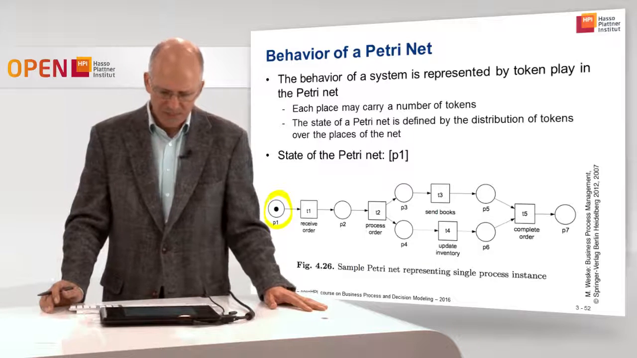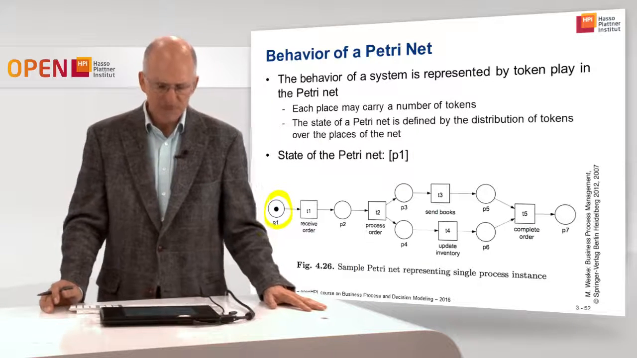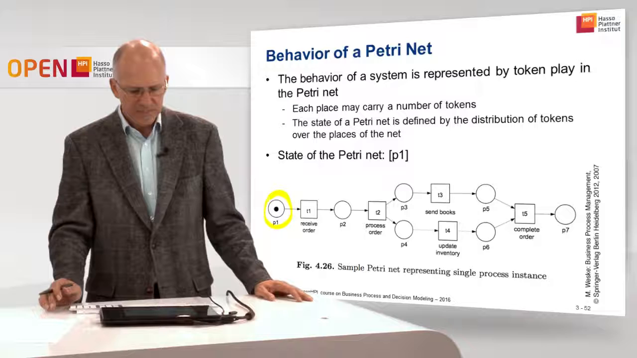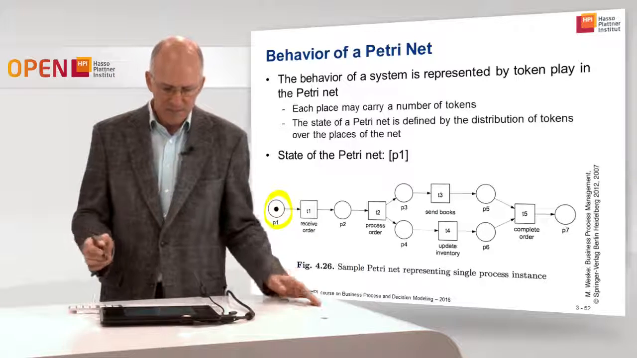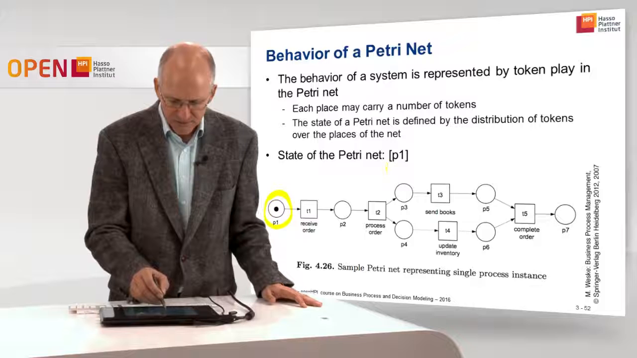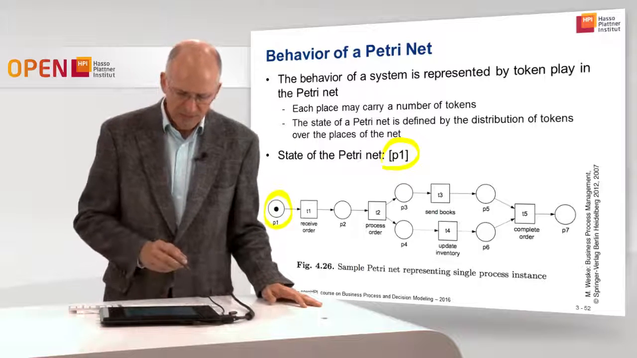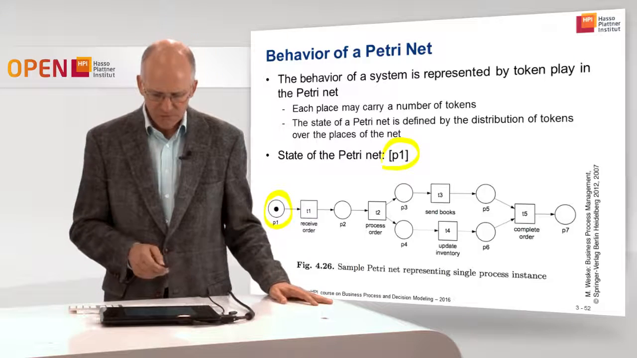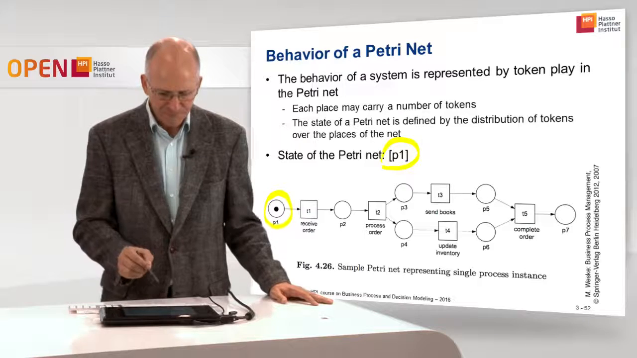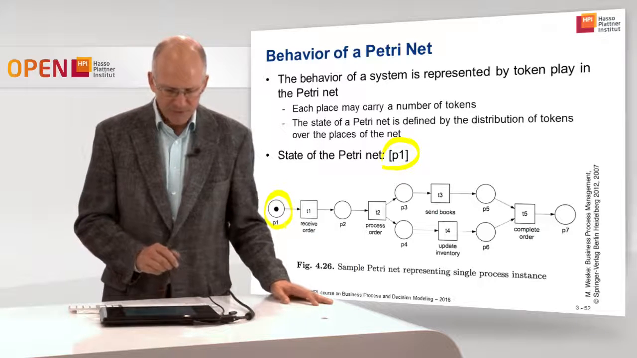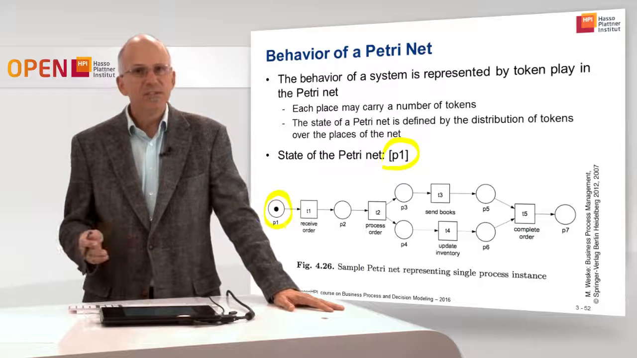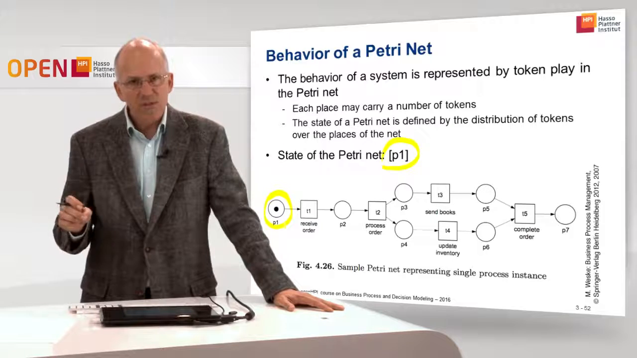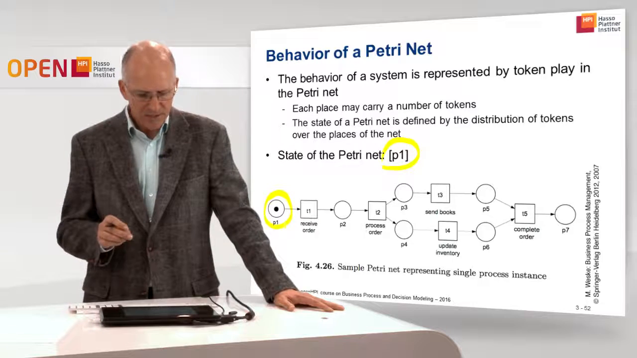The state of a Petri net is defined by the distribution of tokens over the places of the net. That's the state. The state of a Petri net might be initial, and here we have this situation. Let's briefly talk about the sample Petri net representing one process instance. So here we have a variant of the order process in which the activities in the process model are represented as transitions in the net, and the flow is represented by the arcs and by the places.